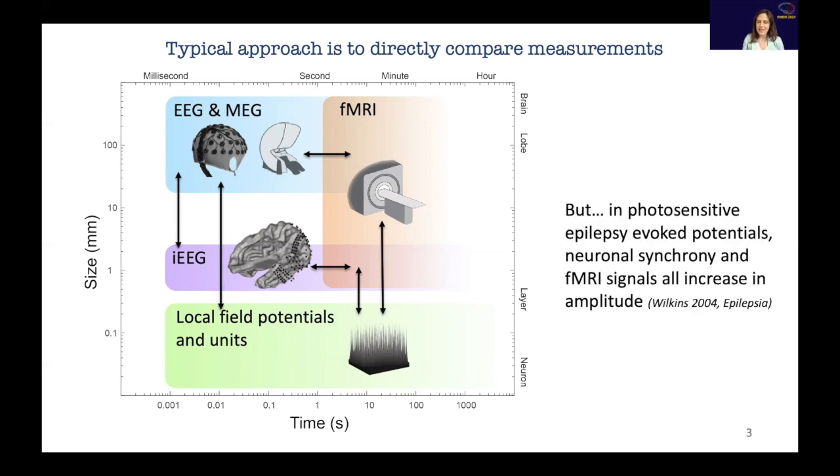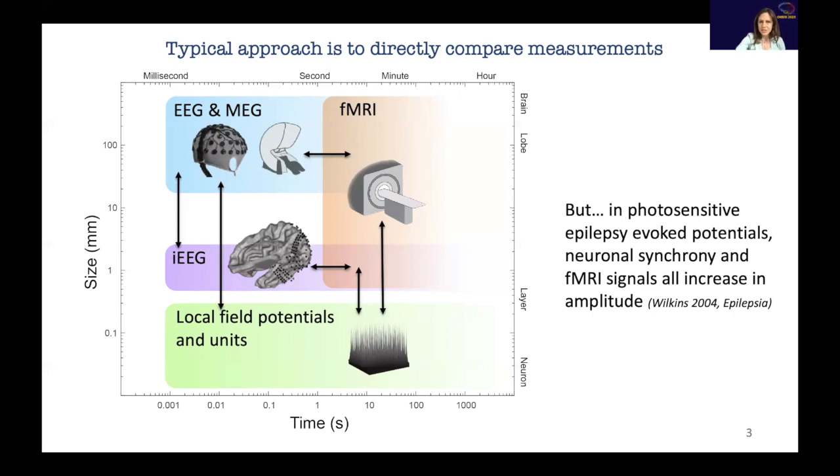And these comparisons have taught us a lot. However, in photosensitive epilepsy, evoked potentials and neuronal synchrony as measured with oscillations and fMRI signals all increase in amplitude. So these direct comparisons don't always help us understand diseases.